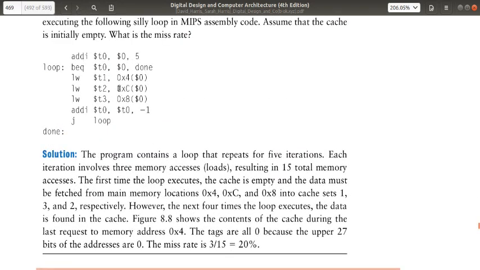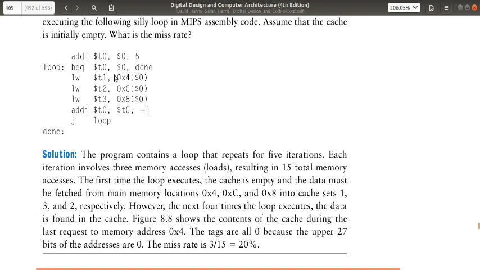So what happens in the first loop? The data in this memory location is not there in the cache. We don't know if it is there or not, so we will assume it is not there. So it has to be taken. So in the first loop, this is a cache miss. Again, this is a cache miss. Again, this is a cache miss. So in the first loop we have 3 misses.